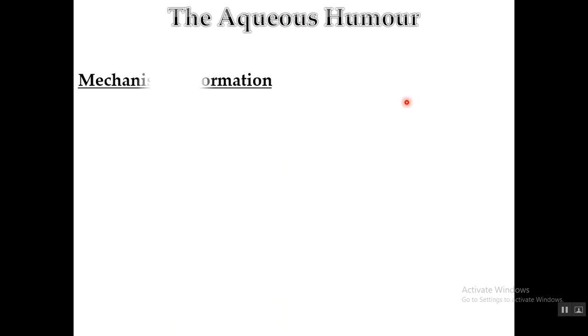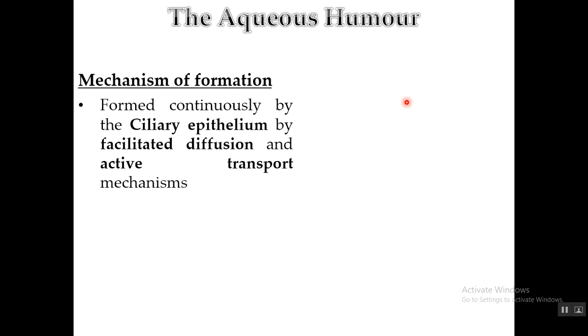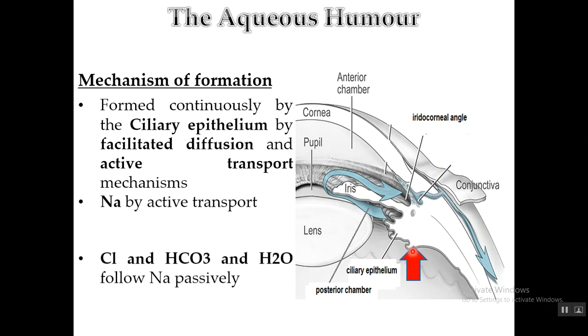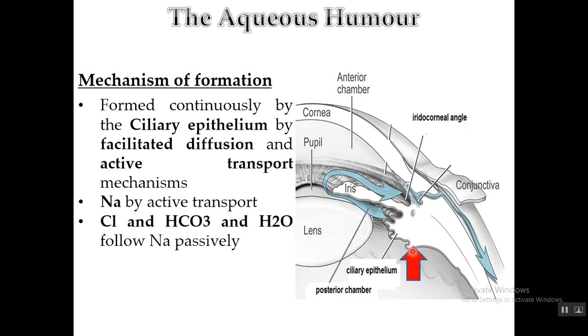Okay, what about the mechanism of formation? This fluid is continuously formed by the ciliary epithelium, and this is the ciliary epithelium, by facilitated diffusion and active transport mechanism. The sodium is secreted mainly by active transport. Chloride, bicarb and water follow it passively. The rate of its formation is 1 to 2 microliters per minute.